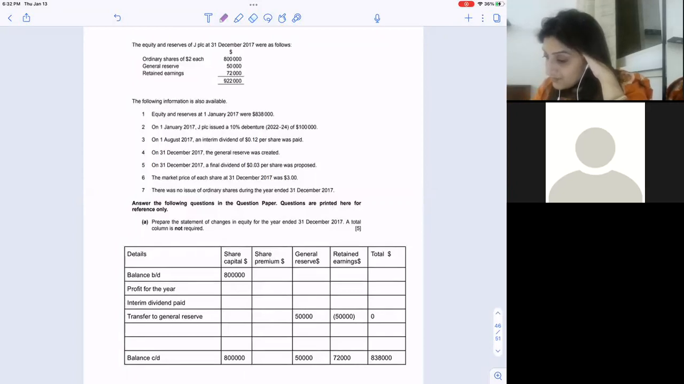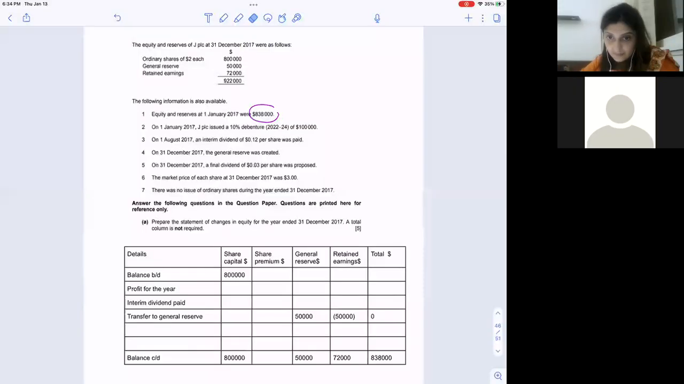Now you have the closing balances of it. Equity and reserves at 1st of January 2017 is 838. Yeah, at 1st January. So the total on 1st of January 2017 was 838,000. Okay. So here you will have balance on 1st of January.